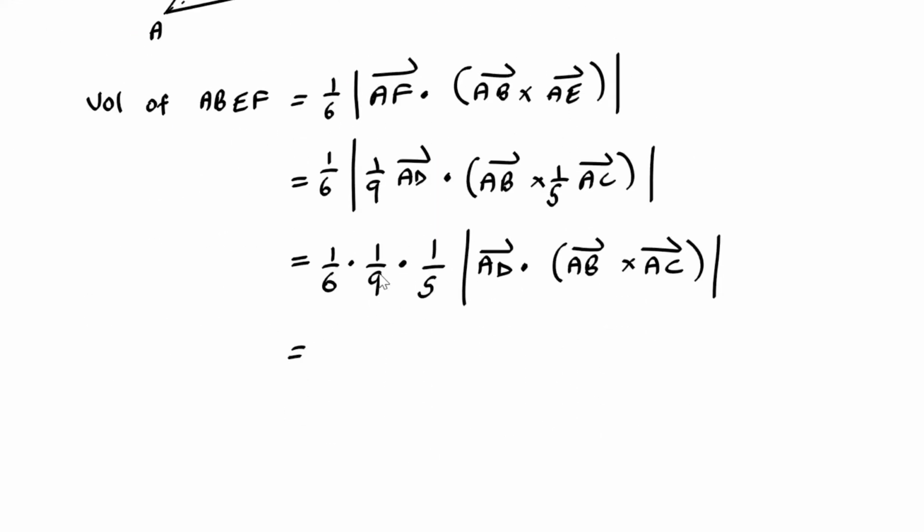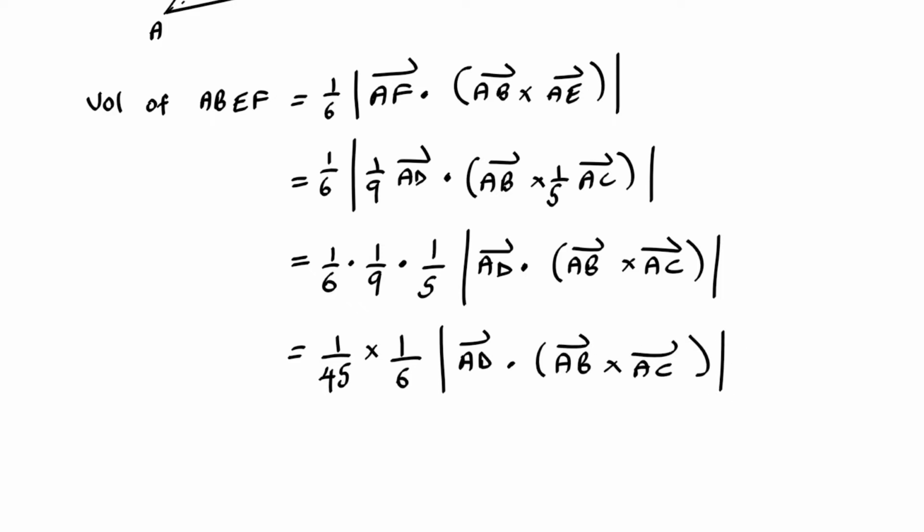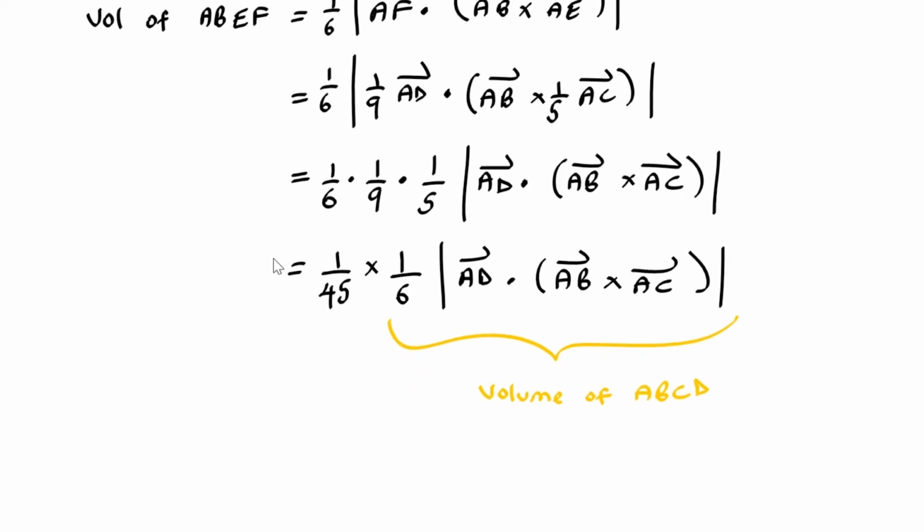So if we rewrite this, we have the 1/9 times by the 1/5, that's 1/45. And then we multiply this by 1/6 lots of AD dot product with AB times by AC. And hopefully you can see that this bit over here, this is the volume of ABCD. Okay, so the volume of ABEF is 1/45 lots of the volume of ABCD, and that's what we needed to show.